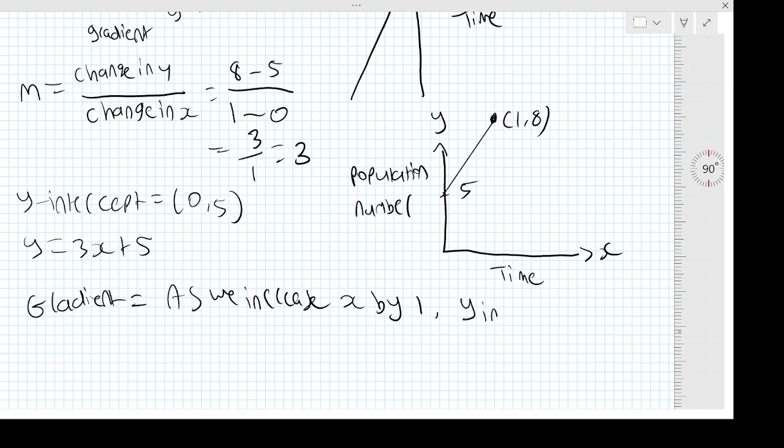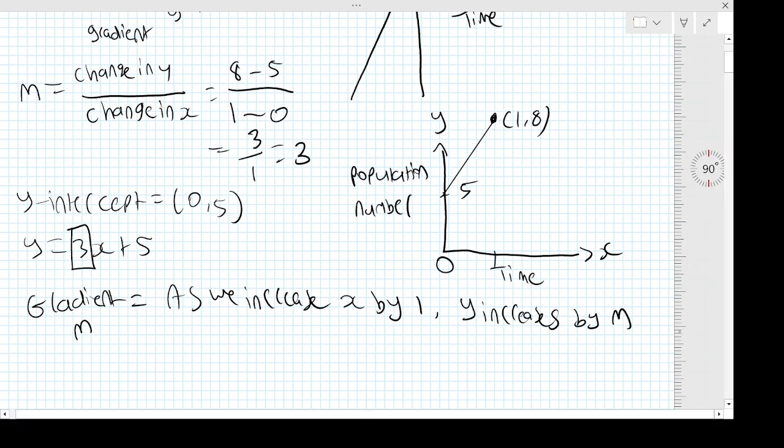So y increases by m, okay? So remember m is the gradient. What that means is, this coefficient 3 tells us that as we increase x by 1 each time, say we start at 0, well, y is 5. But then when we go to 1 here, well, then y becomes 8.